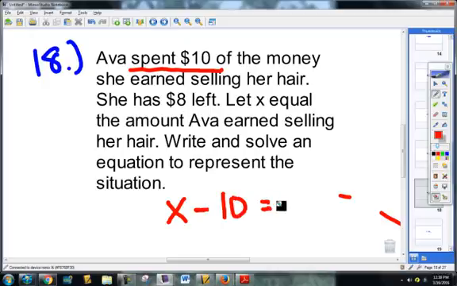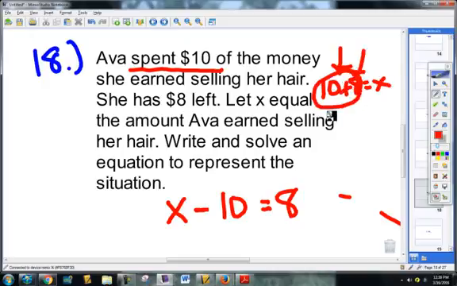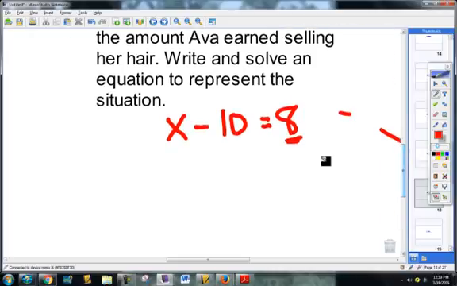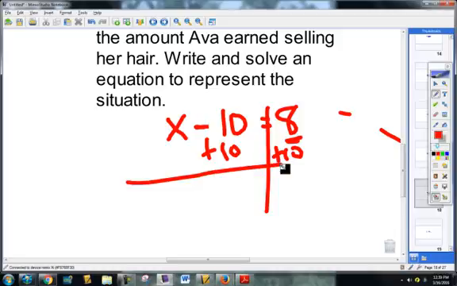8. A lot of people are trying to do 10 plus 8 equals X. Guys, that's not an equation. That's just an expression. In an equation, you have to have something happening to your variable. That's kind of the way I like to say it, because something has to be happening here, and then we're getting a result. Everybody understand that? So you always have to have something happening to your variable. Now, when you solve this, we've done enough solving today, I'd say. We know that that's going to end up being X equaling $18. That's how much money she must have made for selling her hair.